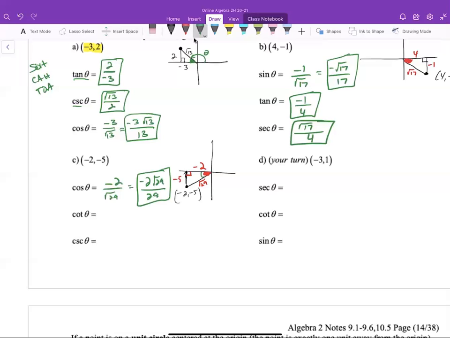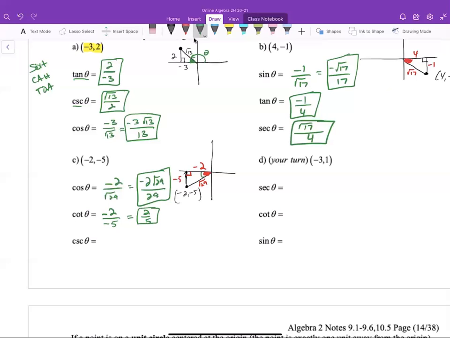Cotangent is related to tangent. Tangent is opposite over adjacent. So cotangent is adjacent over opposite. And that will give me adjacent is -2. Opposite is -5. So we will get 2/5 for cotangent of theta. He left the negative. I think that's a mistake, but okay. I'm pretty sure those negatives cancel.